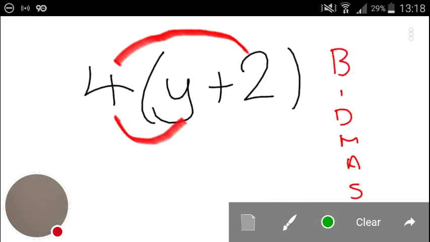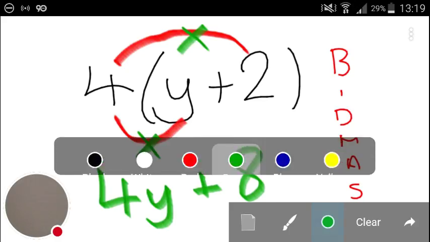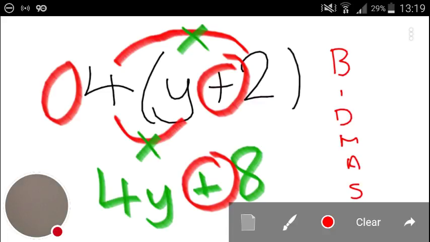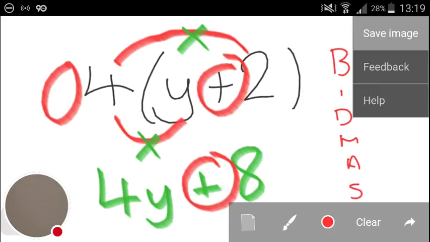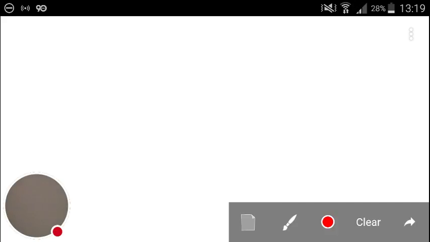I would start with 4 times y, so each of those lines means times. So 4 times y gives me 4y, and then 4 times 2 gives me 8. Now I'll keep the symbol I have in the middle here, because that's the symbol that's there. A plus times a plus gives me another plus. So my solution to this is 4y plus 8.